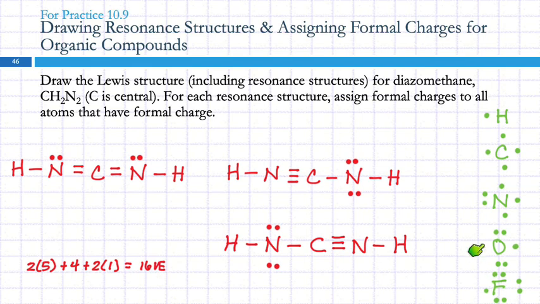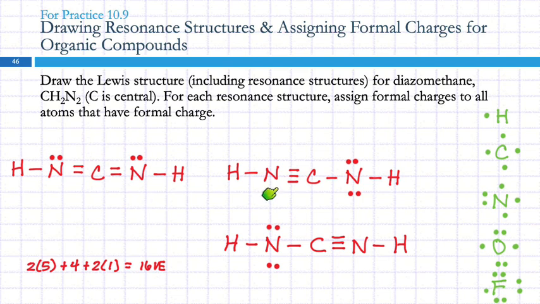So if we think of it this way, I can go over here and ask myself, well, how many bonds does nitrogen have? 1, 2, 3. Oh, well, that's what it likes. So this is going to have a 0 formal charge. And carbon, 1, 2, 3, 4, 0 formal charge. And this nitrogen, 1, 2, 3, is going to have a 0 formal charge. So this one has all 0 formal charges.